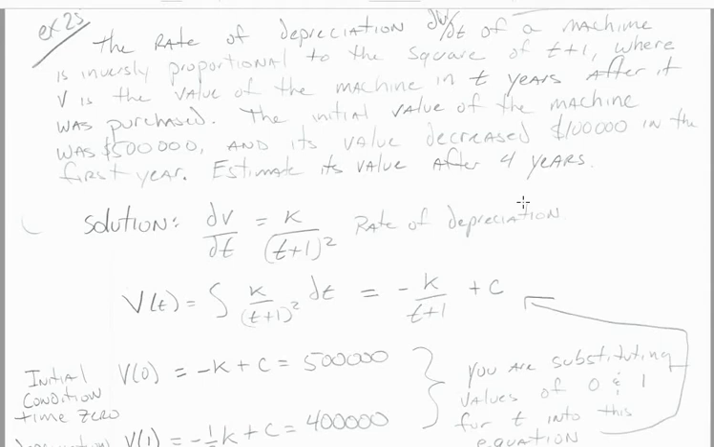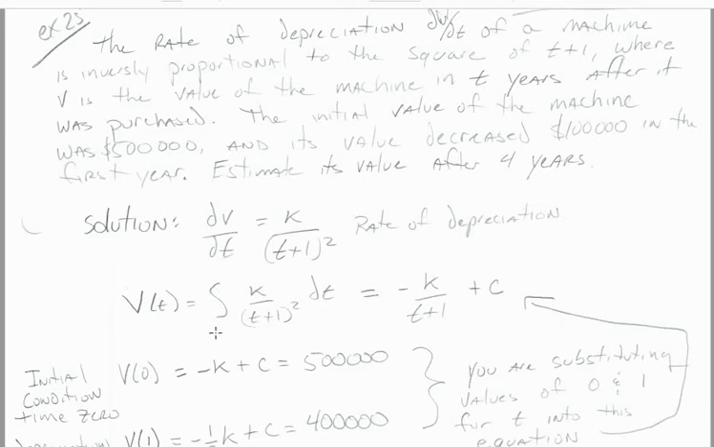We have a couple different initial conditions here. We know that when time was 0, that's when we first bought the machine, it's $500,000, and then we know after 1 year, so when t is 1, the machine has decreased $100,000, so its value is $400,000.